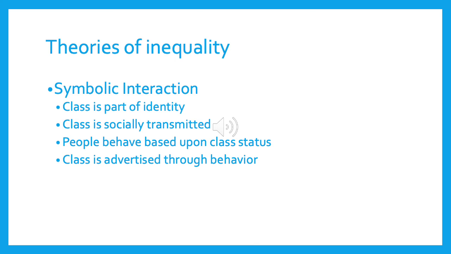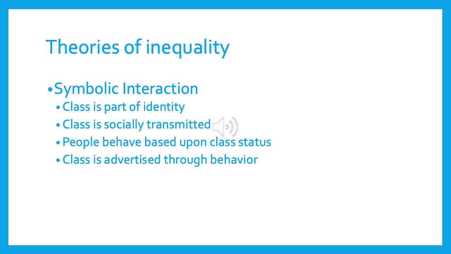For symbolic interactionists, people behave based upon class status. So, people behave in a way that they think is consistent with how they identify their class. So if I think of myself as a working class person, I may choose to drive a pickup truck. I may choose to wear certain kinds of clothing. Maybe I want to wear Wrangler jeans. Maybe I want to wear t-shirts with a pocket on them. Maybe I want to act in accordance with what I think working class people are like.